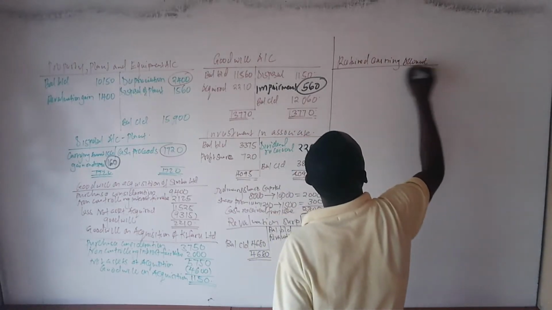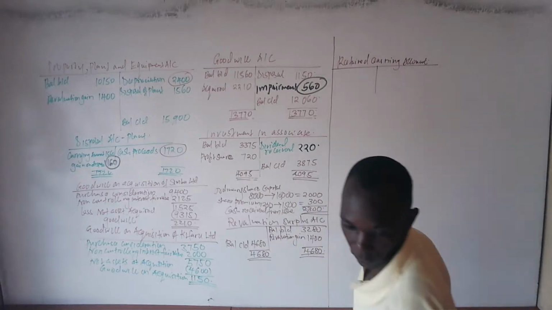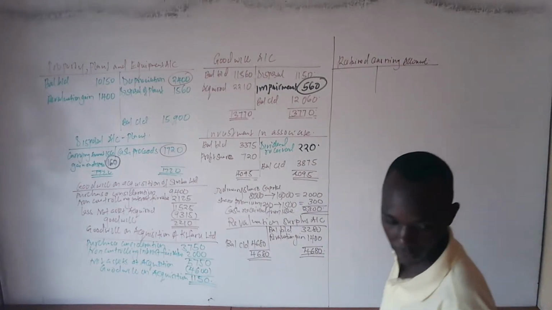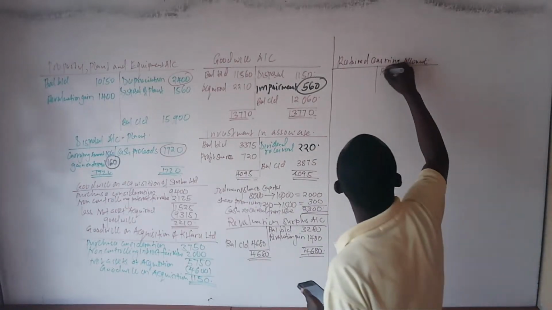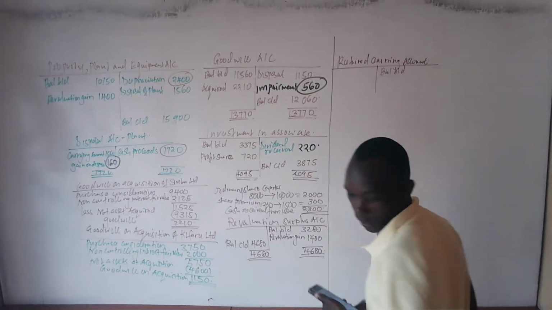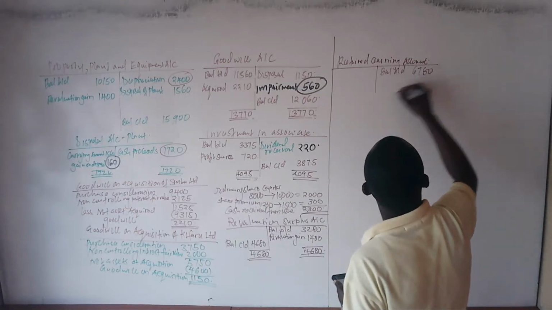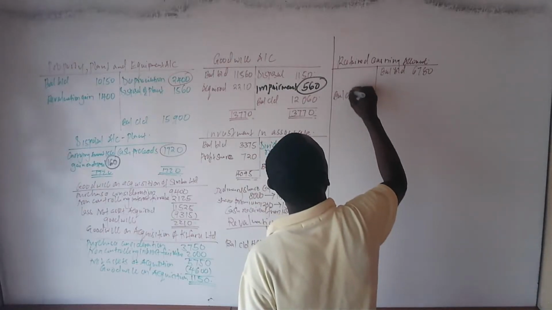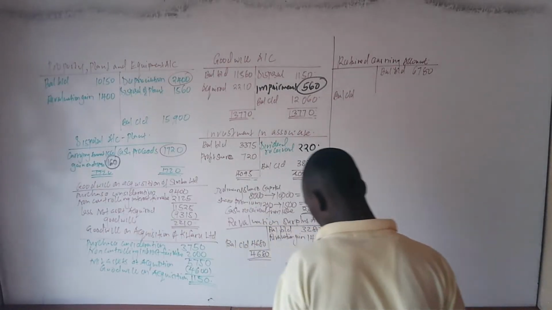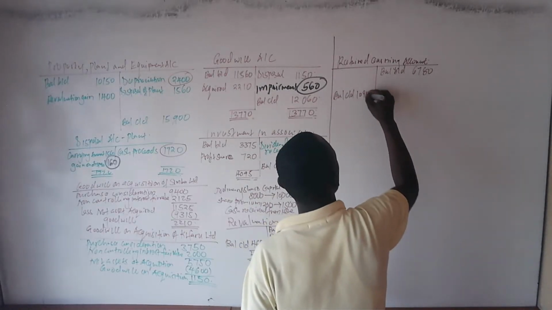So for the retained earnings account, what do we have? Give me the balance brought down. How much is the balance brought down? 6780. Then we have the balance carried down. How much? 1090.